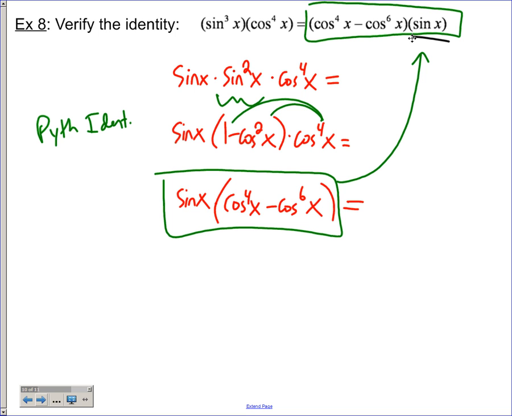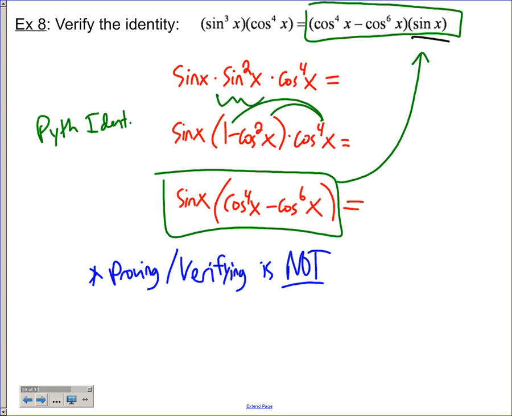Okay, so that's all I have for you today with this lesson. There's one more identity for you to try on your own before coming to class. Just a quick recall. Proving, right, or verifying an identity is not the same as solving. Okay, so we're not solving equations, we're just proving if one side is equal to the other. So try out that problem on your own and come with questions.